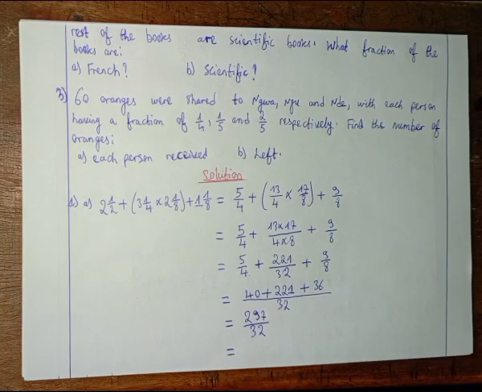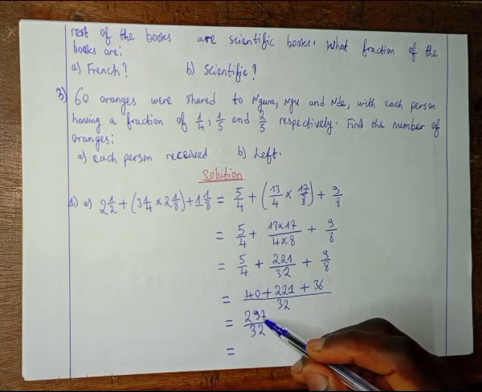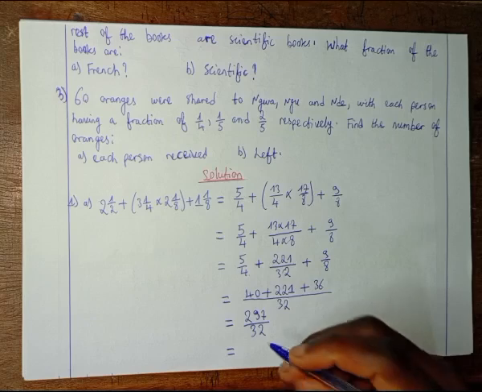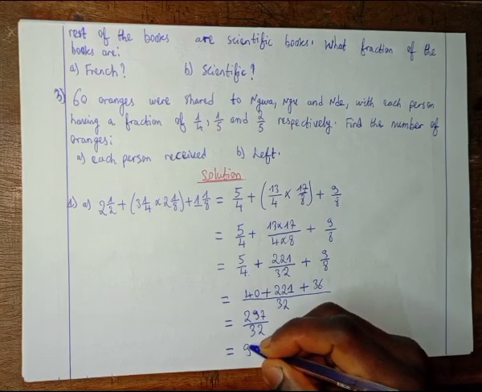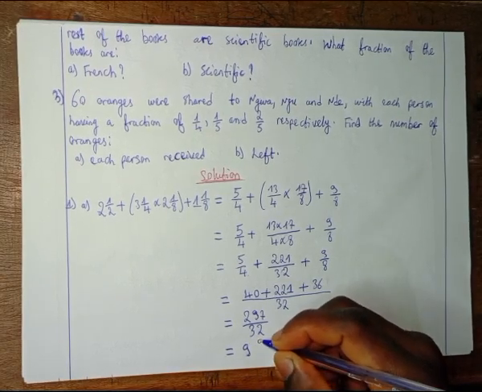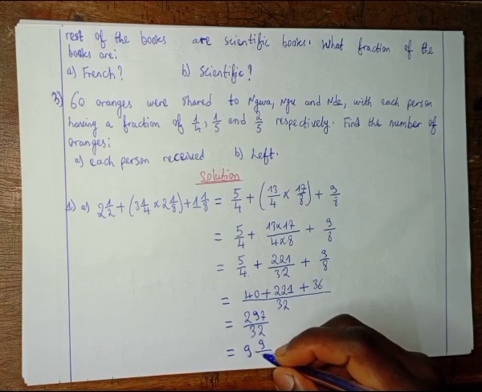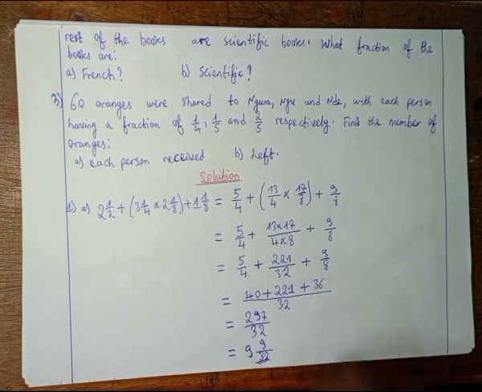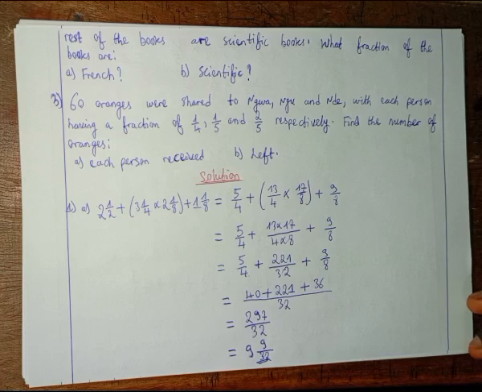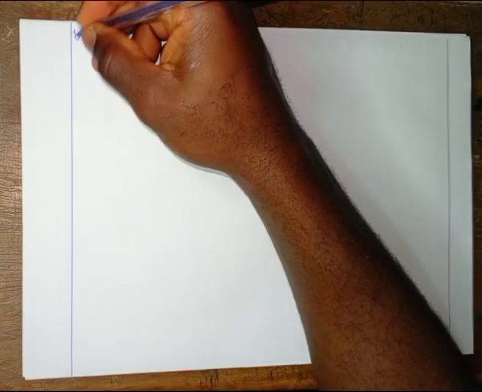Next thing, we have to convert this improper fraction to a mixed fraction. If we divide 297 by 32, the whole number part will be 9 and the remainder will be 9. So this will give us the fraction 9 and 9 over 32. So this will be the answer. We go now to question B.